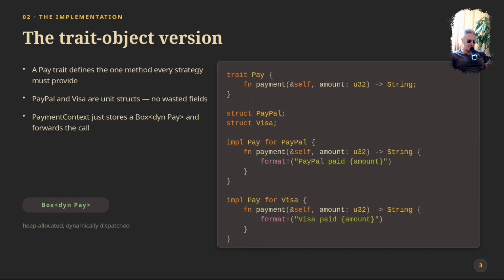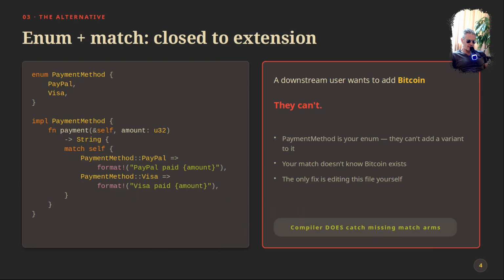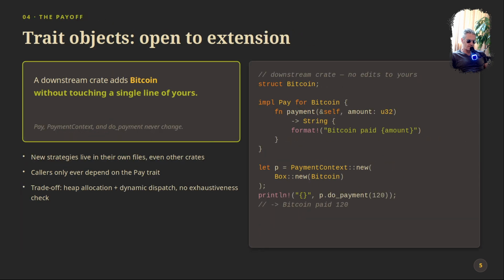So if you're writing a library, you'd probably want to consider this kind of architecture, using a strategy pattern, which will then allow somebody else to use it themselves. New strategies live in their own files, even other crates. Callers only ever depend on the pay trait. The trade-off is the heap allocation, dynamic dispatch, no exhaustiveness check.